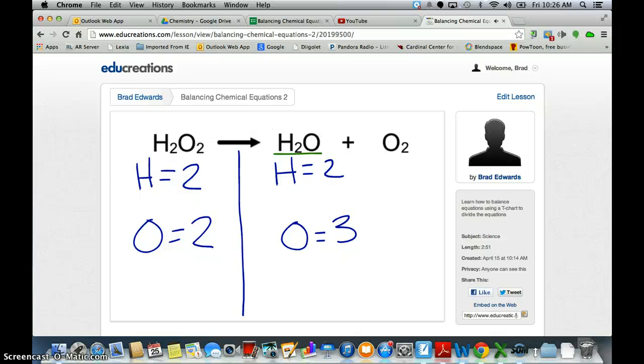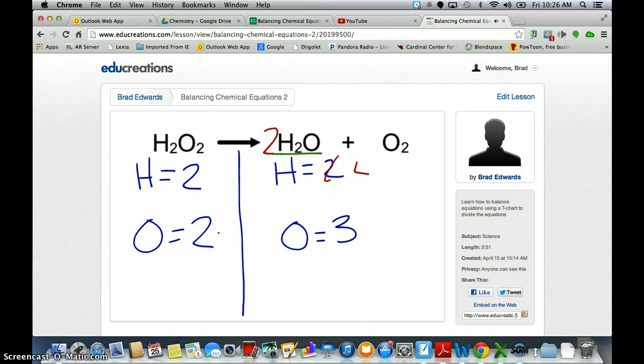If we look at the subscripts, the least common multiple between 2 and 1 is 2. So that means we can't add a coefficient that's greater than 2. So if we have 2 oxygens on this side and we have 3 on this side, we've got to change that. If we add a coefficient of 2 in front of the water molecule, now we need to distribute.